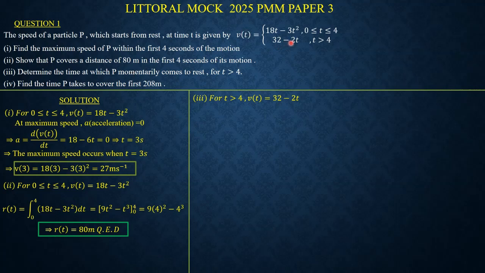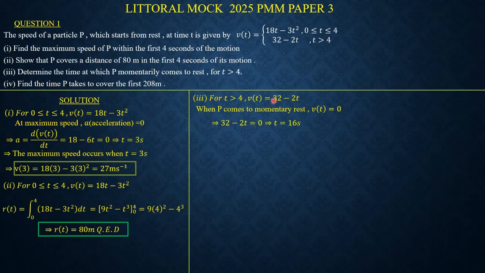Very important, actually. But now we want to determine the time at which P momentarily comes to rest. We know that what? When P comes to momentarily rest, the speed is actually equal to 0. So we are simply going to equate this speed to 0, and equating it to 0, we are simply going to get the time at which P momentarily comes to rest in that time interval, actually. So we know that what?